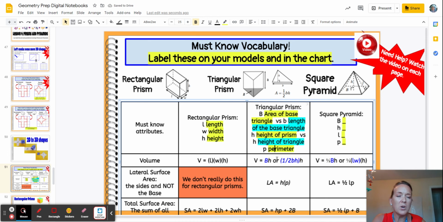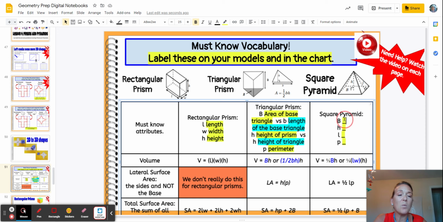Okay, so triangular prisms are a little bit more complicated. We need to know the big B, which is the area of the base, times the height of the prism. And then we find that big B with a little b, which is the base of the triangle, times the height of the triangle. So there's 2 b's, 1 big and 1 small, and 2 h's. 1 h of the prism, and then 1 h for the triangle. And it's confusing. I'm using the blue h for the height of the triangle, and the black h for the height of the prism.